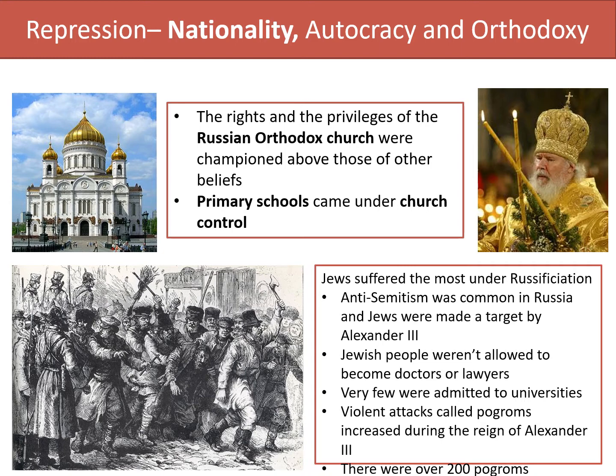Jewish people weren't allowed to become doctors or lawyers. Very, very few were allowed into universities, and violent attacks, pogroms, that we've discussed, you'll maybe remember from Higher level in the Migration and Empire topic, were quite common. They were very much present in Russia up to this point, but definitely increased during Alexander III's reign. There were over 200 of them during this point in time while he was in charge.